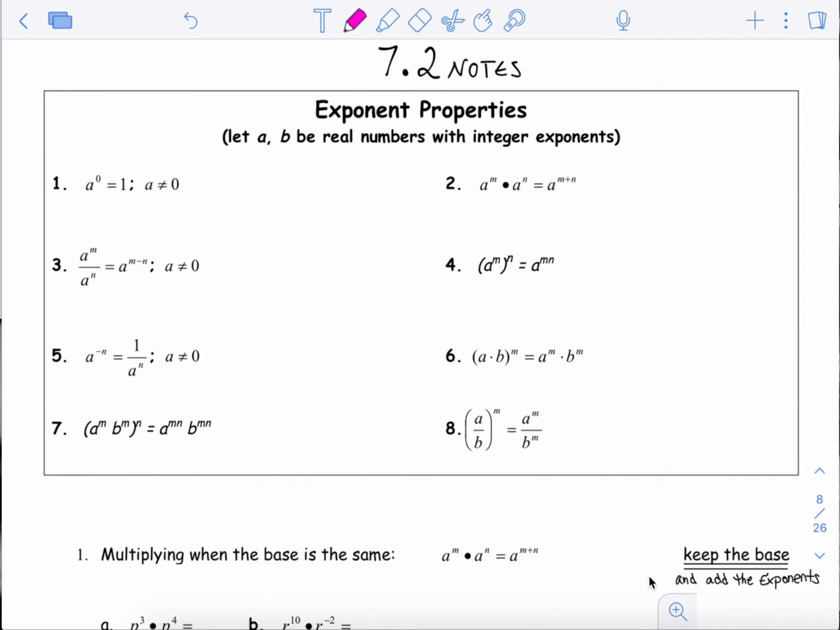Hey guys, we're back with the notes for 7.2. These are probably going to be the shortest notes you take for this whole semester. But let's say you get to the end of it and you still don't feel confident about starting the assignment when we get to class.